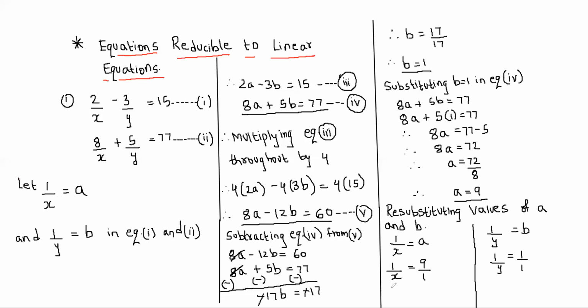Now we will take the reciprocal of both sides. We can also term it as invertendo. So it is therefore x is equal to 1 upon 9, and here y is equal to 1 upon 1, that is 1. Our final answer. Therefore x is equal to 1 upon 9 and y is equal to 1.